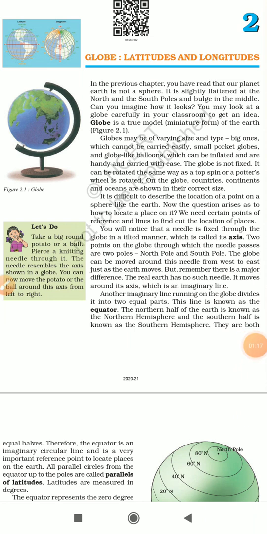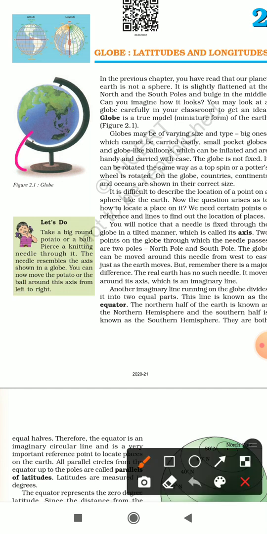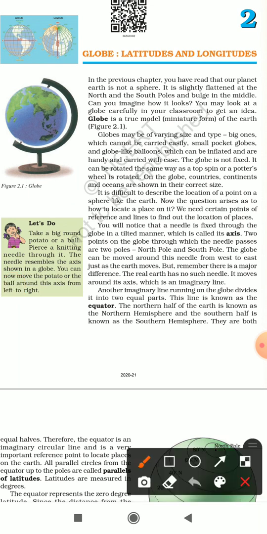Now, when you look at a globe, you can see that a needle is fixed through the globe in a tilted manner. This one, here in this one and this. The 2 points on the globe through which the needle passes are two poles, that is North Pole and the South Pole. And this tilted needle is called the axis of the earth. This is the axis of the earth and it is tilted, please remember.